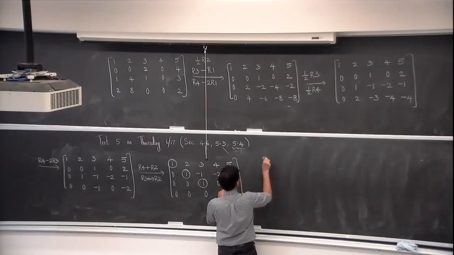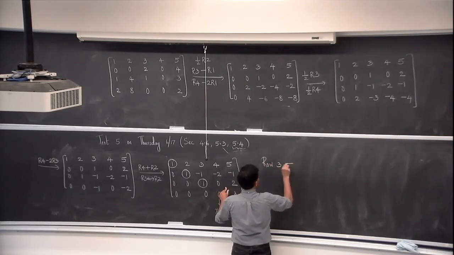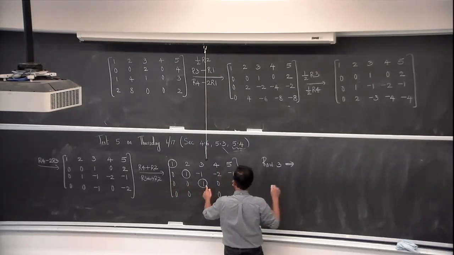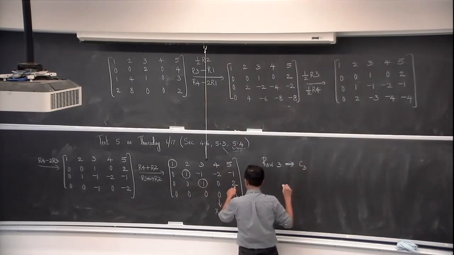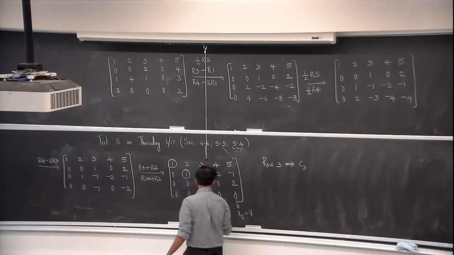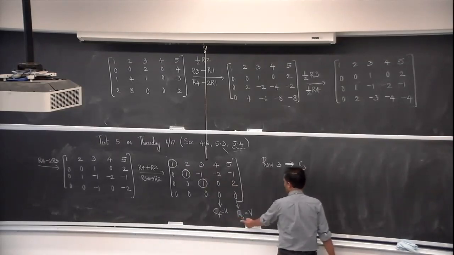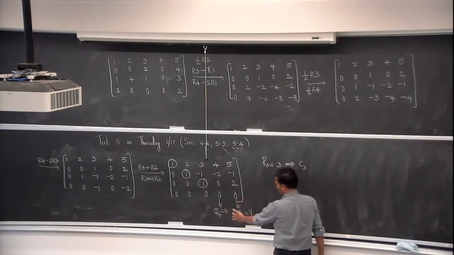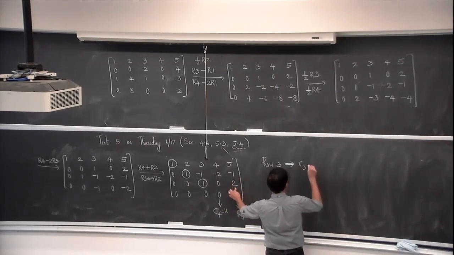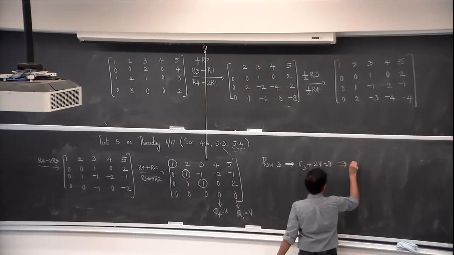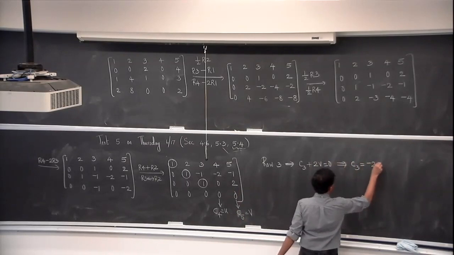So row 3 gives you, so it's x. We're using C1, C2, C3, C4, C5, just to be consistent with my notations. So it's 0 C1 plus 0 C2 plus C3 plus 2, okay, I don't mind if you write x5, but plus 2v equal to 0. So C3 is -2v.